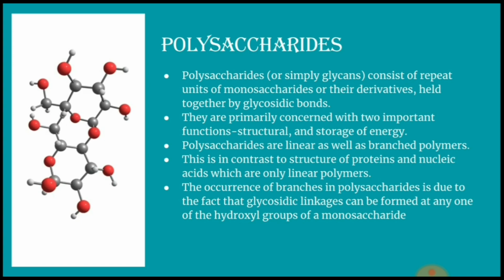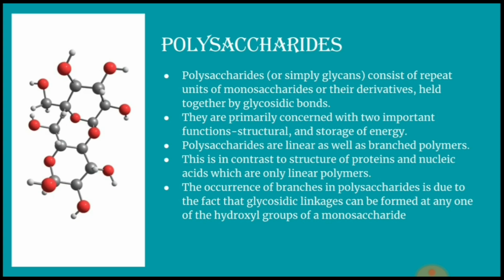Polysaccharides can be linear as well as branched. They could be a straight chain of monosaccharides, or it could be a branched chain. That is, there can be branches of the monosaccharide units. In contrast, proteins and nucleic acids are usually linear polymers. That is, they are straight polymers. They do not form branches as such compared to polysaccharides.